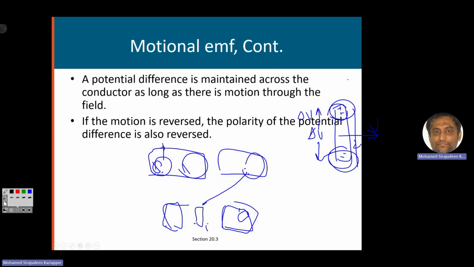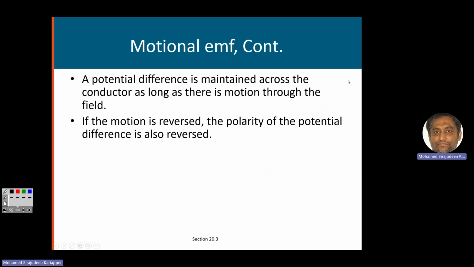Right? So this potential difference is maintained as long as there is motion of that conductor through the field. And what do you think will happen if I reverse the motion, instead of this way, that way? Electrons will be going up. So the top end will be negative and the bottom end will be positive. So the polarity of the EMF will also reverse.